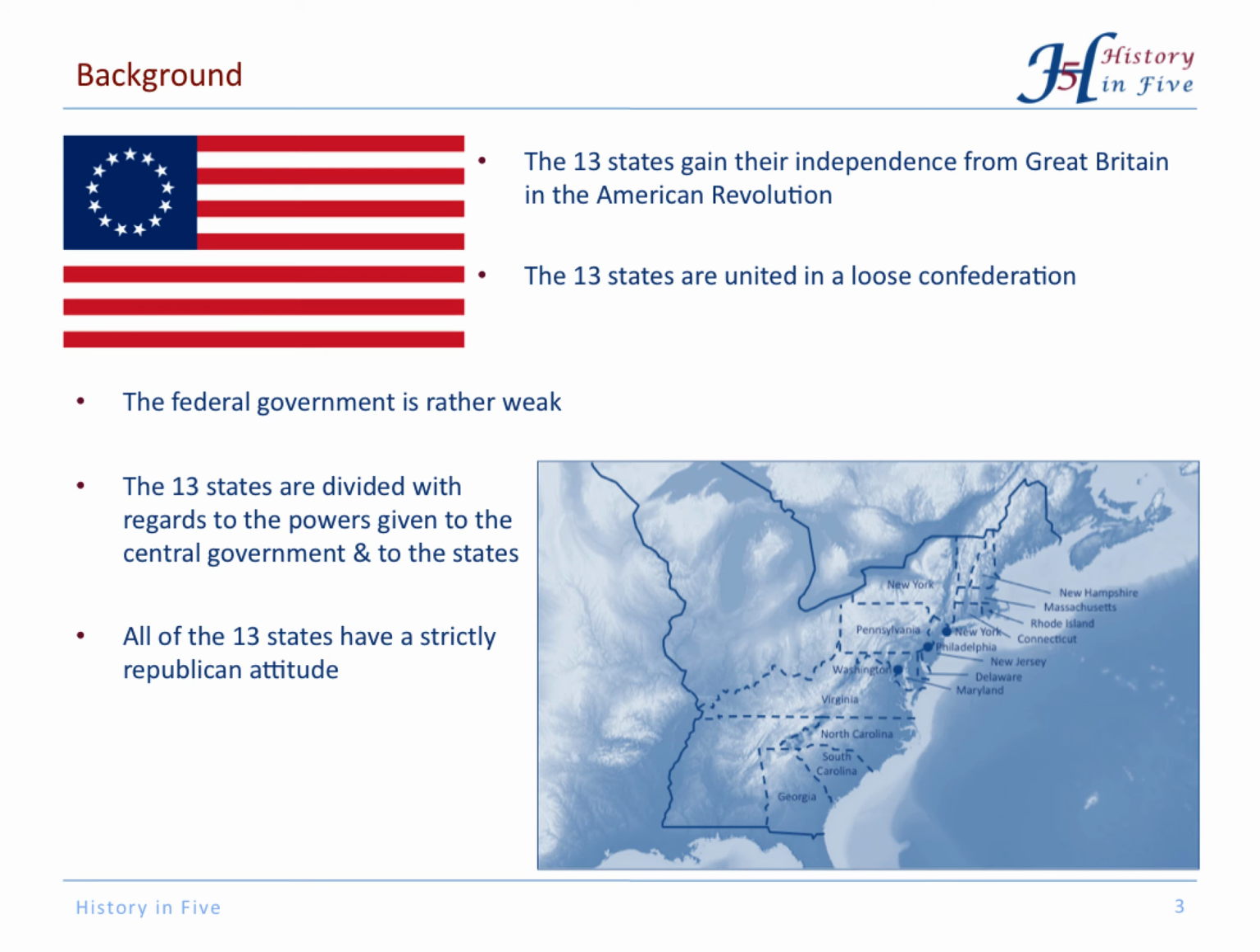The United States had just gained their independence from Great Britain and were united in a loose confederation with a rather weak central government. The 13 states were divided into those who thought we must have a strong central government and those who had the opinion the most important entity of this confederation is the single state. But in all states it was clear we want to be a republic.